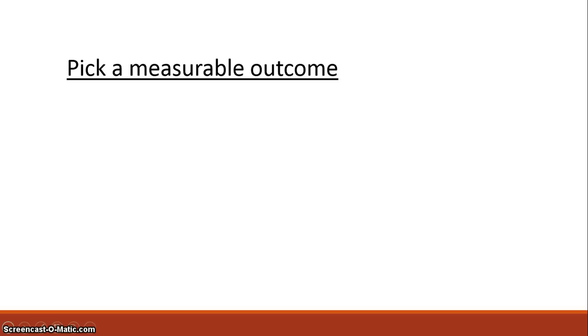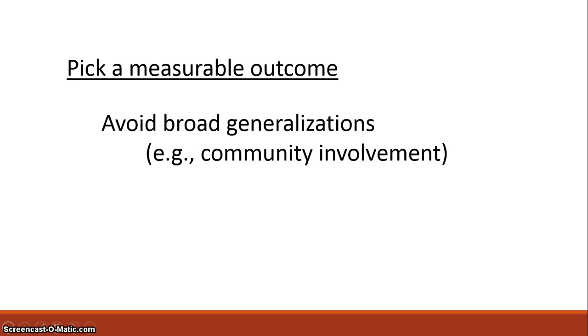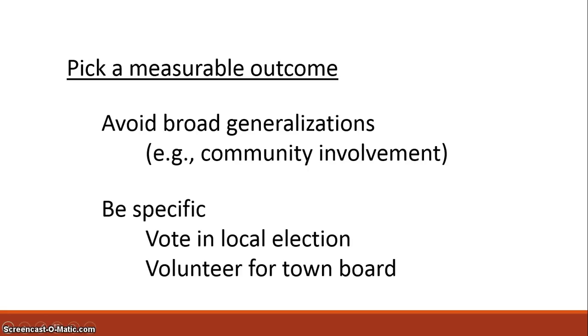First, for a question to be amenable to an experiment, you need a measurable outcome. In doing so, avoid broad generalizations. For example, if we wanted citizens to be more involved, simply saying community involvement may be too broad. Instead, you might focus specifically on an outcome that you can measure. Do citizens participate in local elections? Or volunteer for town committees and boards?